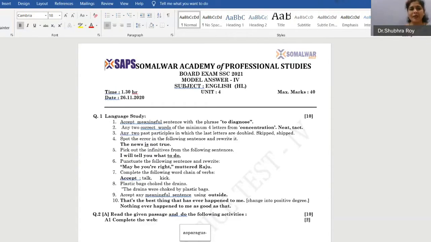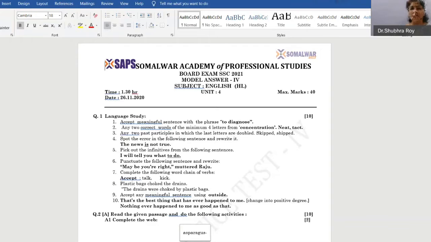The fifth question is: pick out the infinitives from the following sentences. One infinitive there: I will tell you what to do. So "to do" you have to underline. Please remember you have to copy the complete sentence first. You have to write the sentence and underline the infinitive. Just don't write "to do." This is how you write any answer for this kind of question.